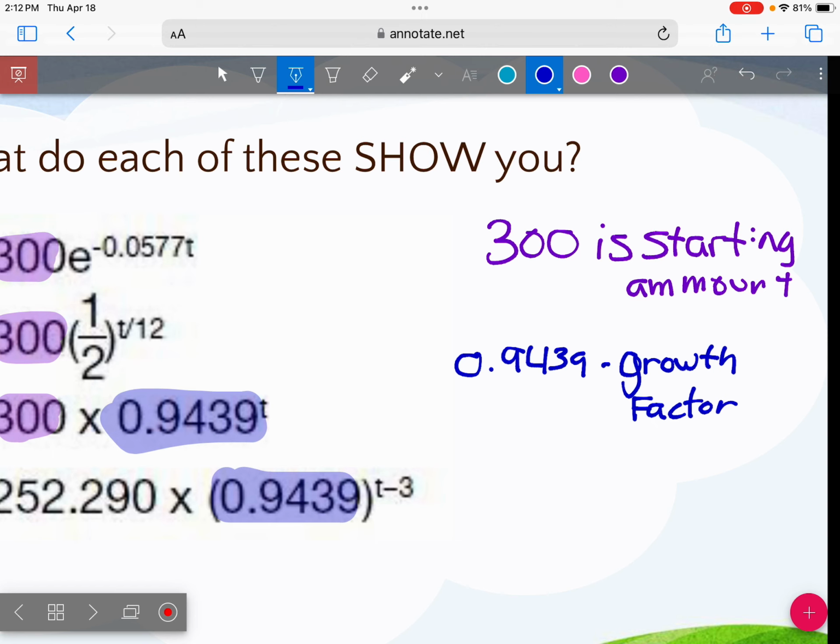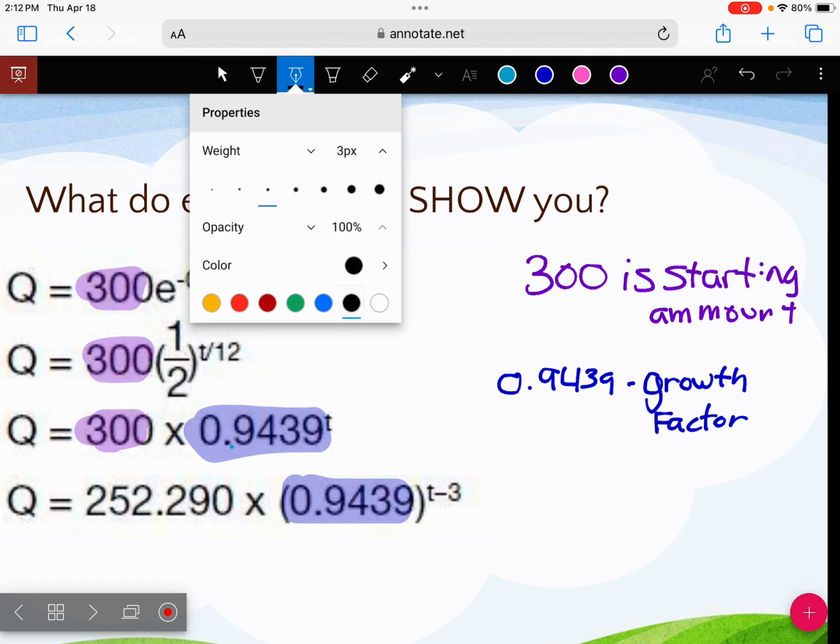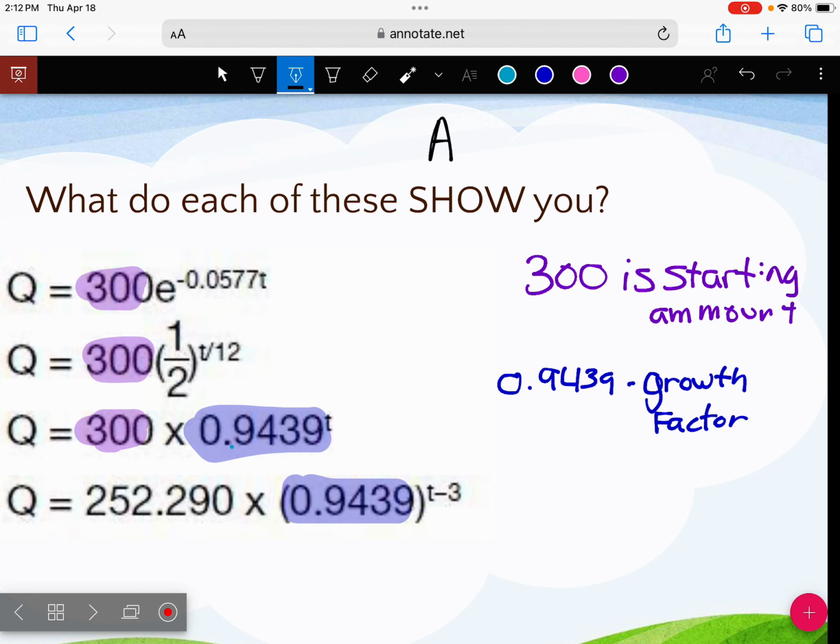What is our rate? What would be the percent of change? How would we figure it out? That would tell us our growth factor as a percent. So I'm going to write our original equation up here. This is our A equals P times 1 plus or minus R to the T. How do I find my R, my rate?